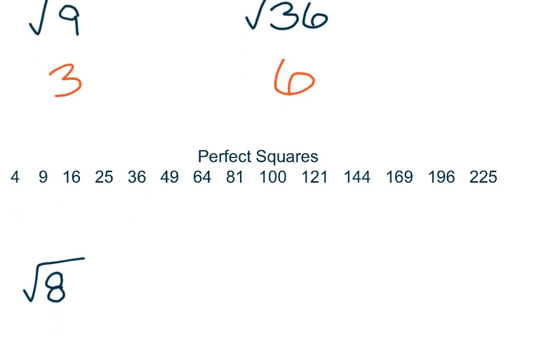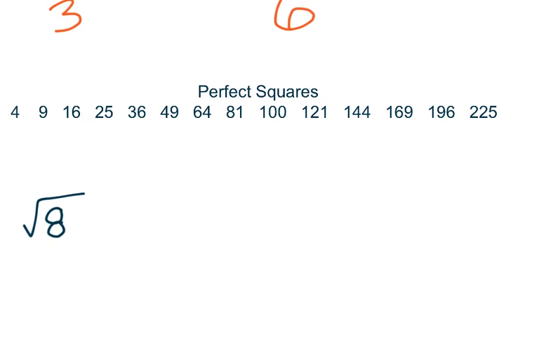So here I've listed the perfect squares for you. So 2 squared is 4, 3 squared is 9, so on and so forth. I went all the way up to 15 squared, which is 225. I always think it's good to memorize those. So again, I put 2 to 15 up there.